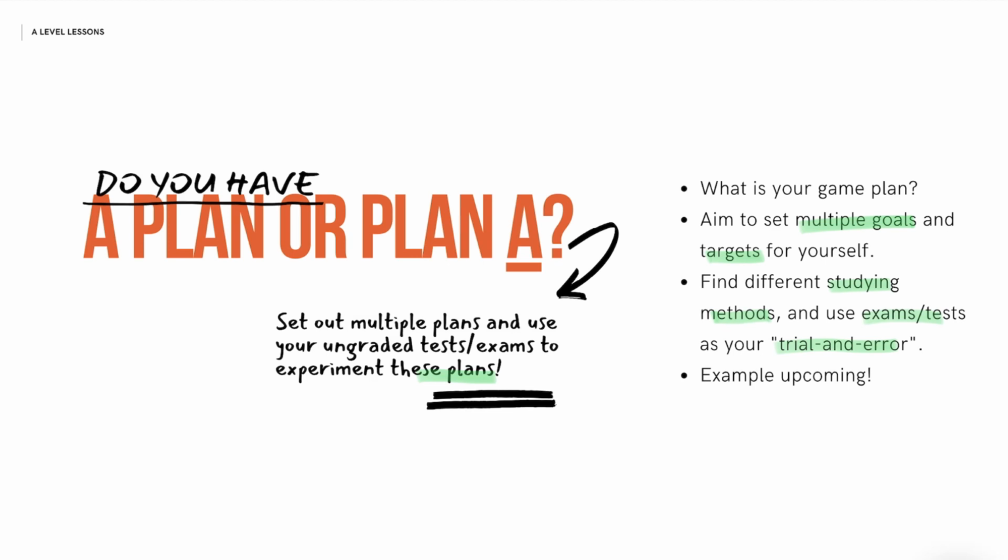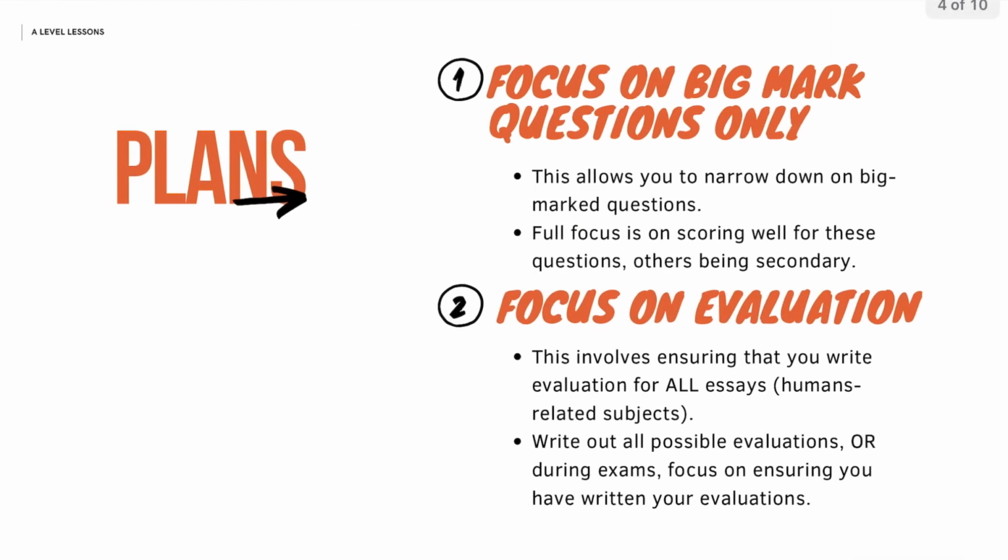Let's go through some examples on this. The first plan is to focus only on the big mark questions. When looking at a specific paper or test, let's just focus on the big mark questions and really try to score on these questions. This allows you to narrow down on them, with the full focus on scoring well for these questions, others being secondary.